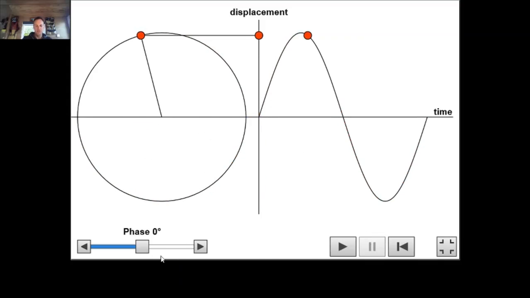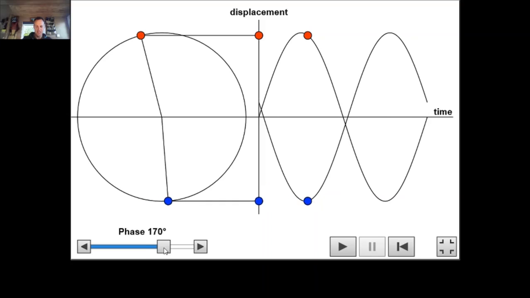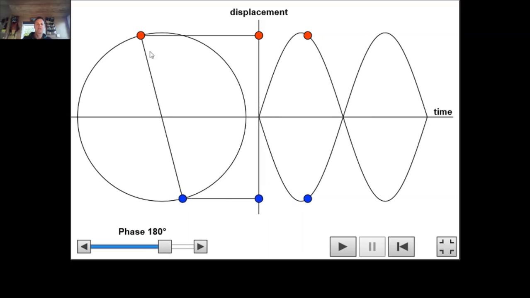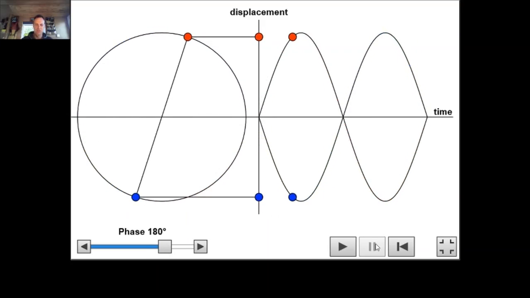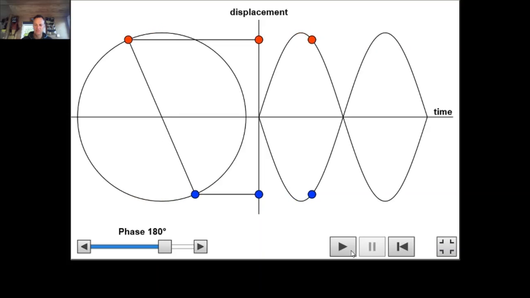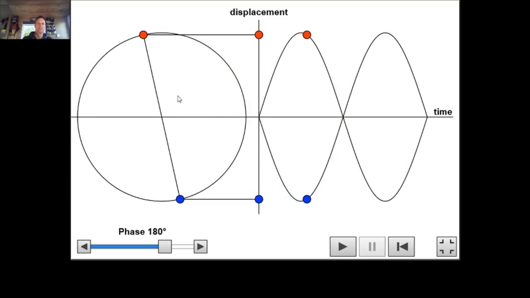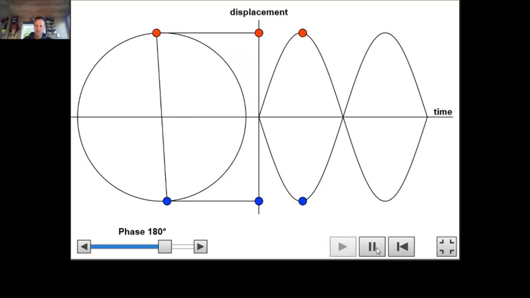Now I'm going to introduce another one, and I'm going to make it 180 degrees out of phase. When the red one is at the top, the other one will be at the bottom. We then say they are 180 degrees out of phase. Therefore, one is at the top, one is at the bottom.